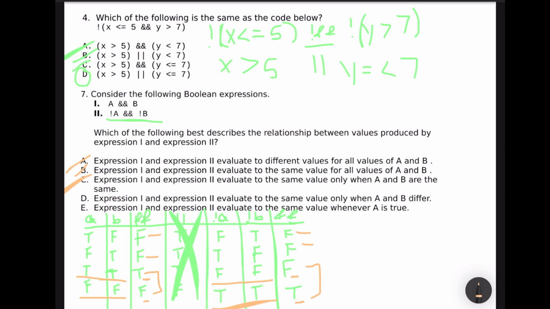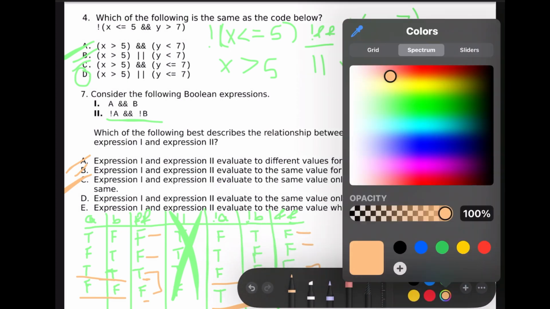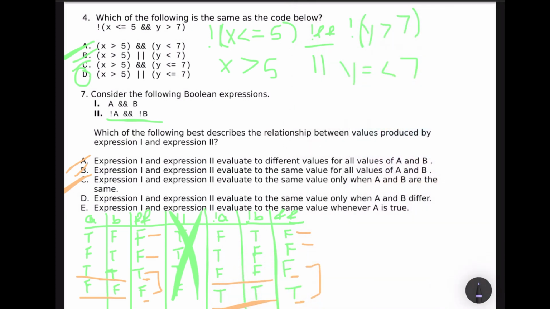Now, expression 1 and 2 evaluate to the same value only when A and B differ. Okay, let's see. Let me switch the color here. These values are different and these values are different. These values are different and these values are different. Yes, this is true because they get both false and false. So the right answer has to be D because when A and B differ, like true, false, or false, true, they have the same result.